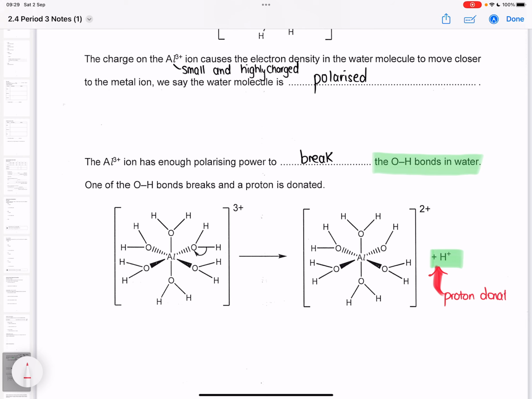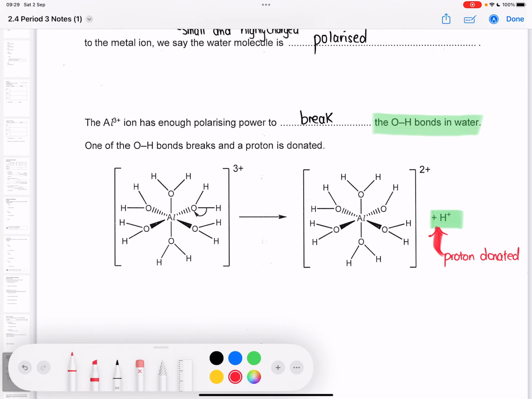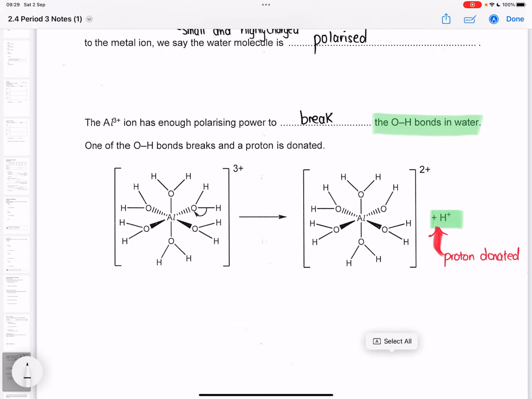So we've got a proton donated, and that's what makes us acidic. We could write this equation out so that we wouldn't have to draw it all out in the exam. We could write it as aluminium, 6 waters, with that 3+ charge. That's all on the aluminium ion, coming from the aluminium ion in the middle.